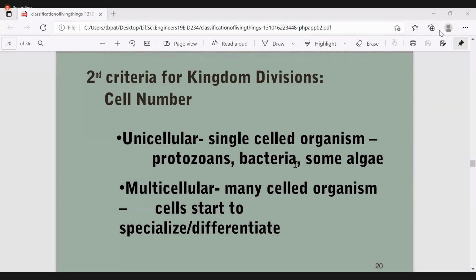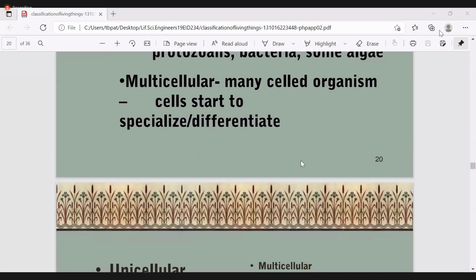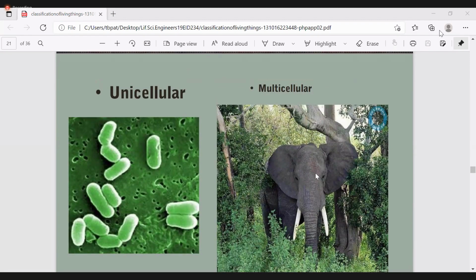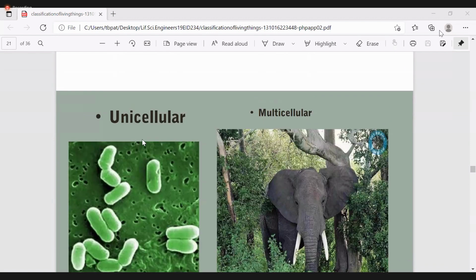Some freshwater algae and some marine algae are unicellular, and others are multicellular, meaning many-celled organisms, where each cell and its constituents have an individual, specified functionality. The best example here: a big organism is multicellular. Even though a small ant is also multicellular, here it is a unicellular, a bacteria is unicellular.